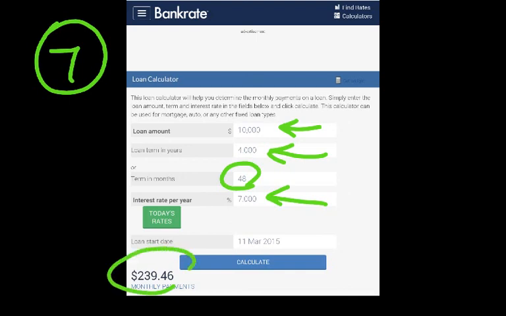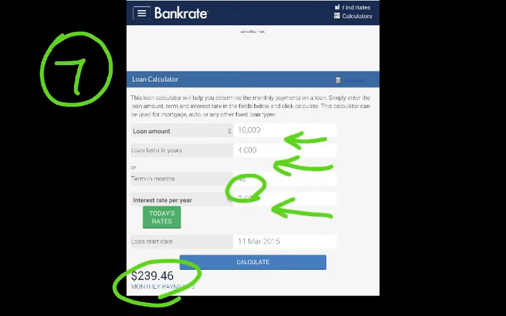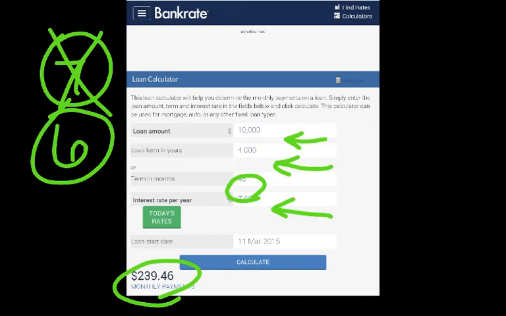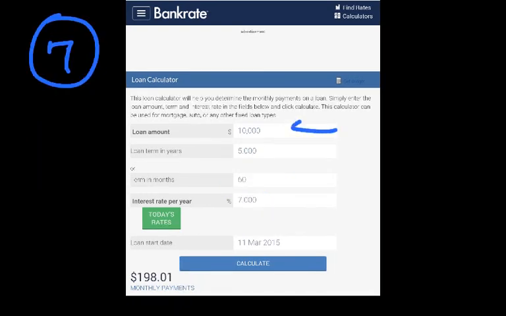Number 7 is the $10,000 for 4 years, so make sure you change it. At 7%, gives you a payment of $239.46. I'm sorry, I totally goofed. This is number 6, not number 7. Oops. Okay, the real number 7 is still $10,000.